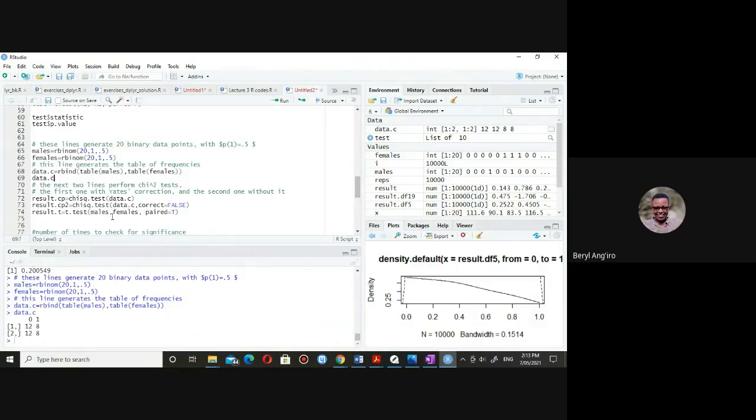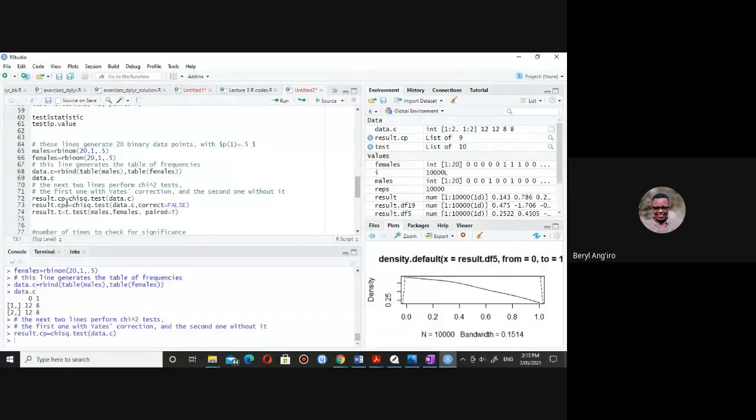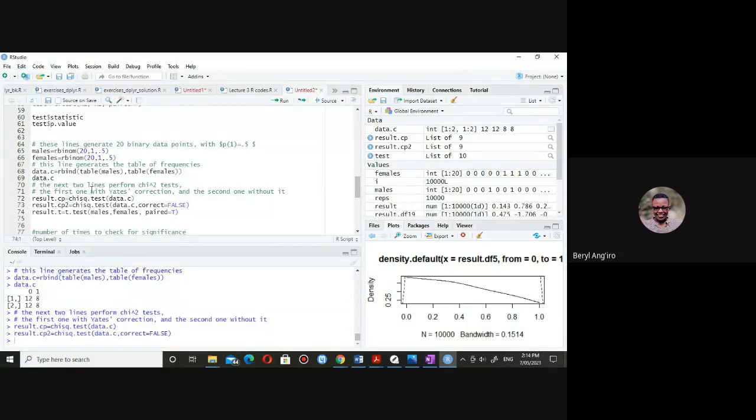The next two lines perform the chi-square tests, first with the Yates correction and the second one without the correction. So we call this results.cp, the chi-square test with the correction, because by default a chi-square test has the correction, so you do not have to specify correct equals true, because by default it is true. Then for the second one, we specify correct equals false, so that is without the correction.